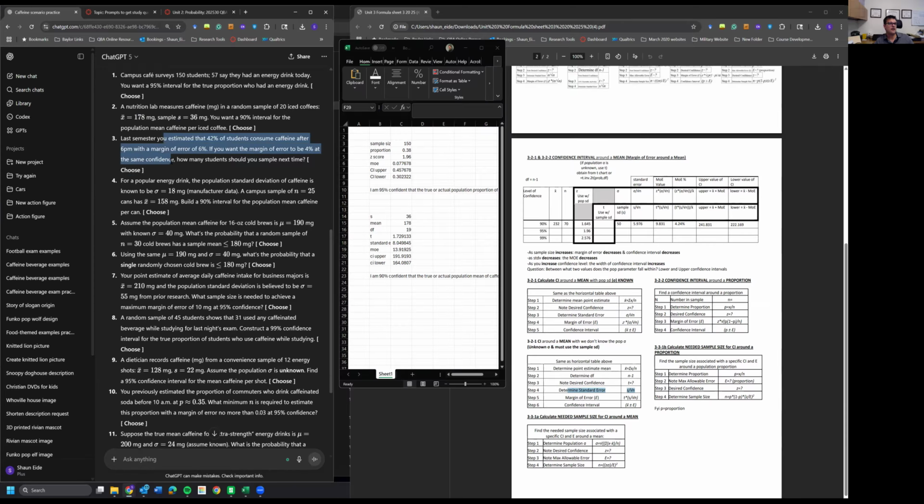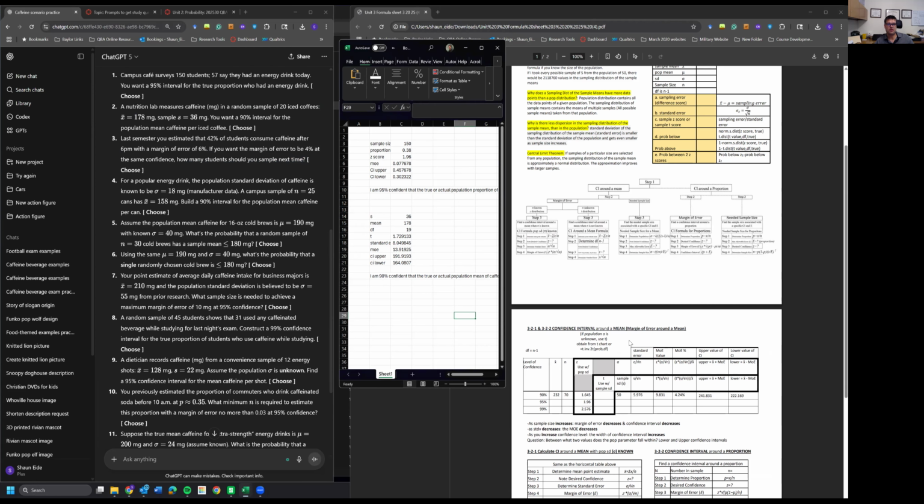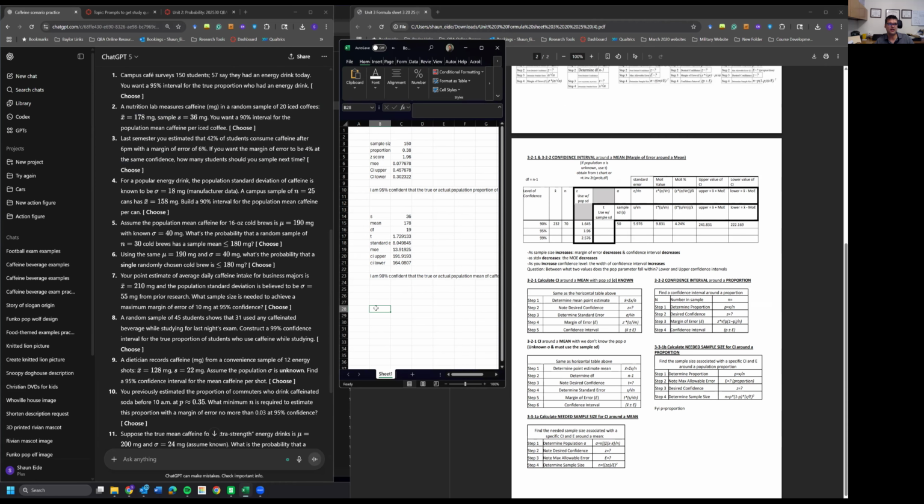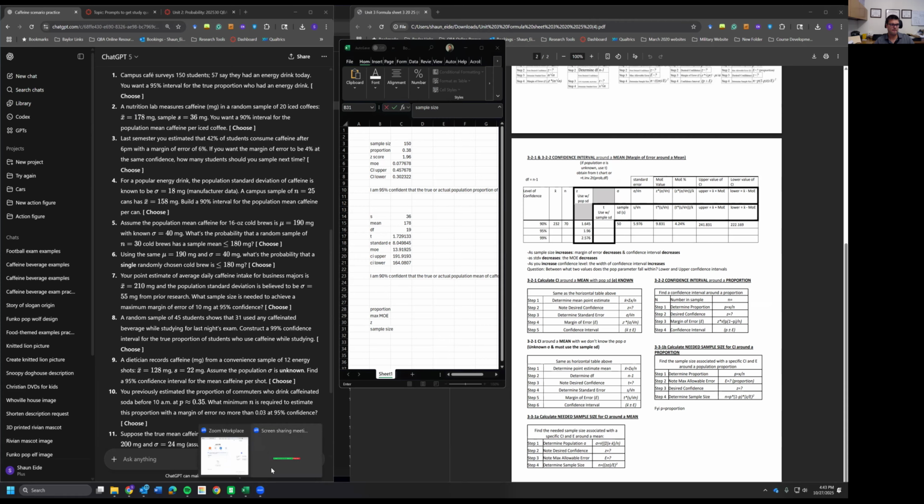So we're going to look right here, and we're going to say, okay, we're dealing with a proportion. And over here, it's needed sample size. Why? It says how many students do you need to sample. So we're going to go to needed sample size. And so I'm going to come down here and do, let's see here, proportion, max MOE, or let's just put Z and then sample size.